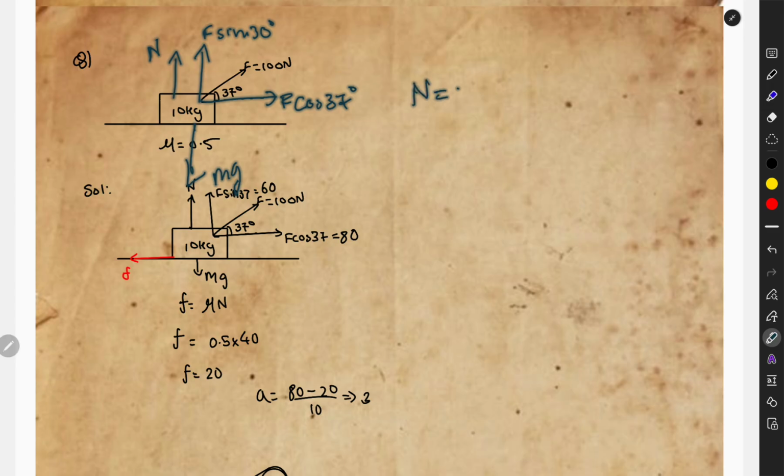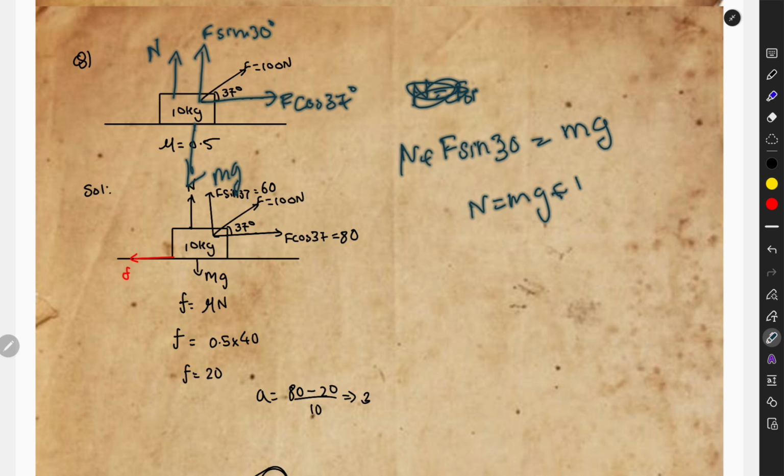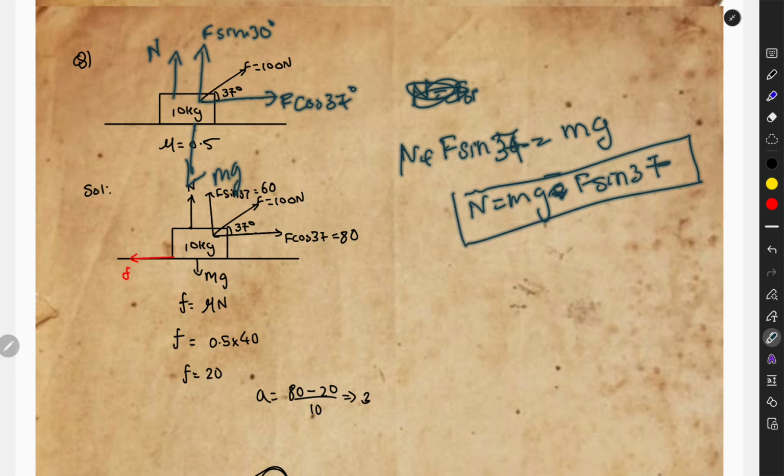So normal force will be simply equal to f, sorry, wait, normal force plus f sin 30 will be equal to mg, right? So N is equal to mg plus, sorry, minus f sin 37. This is 37. So simply you can do this and get the value of normal force.